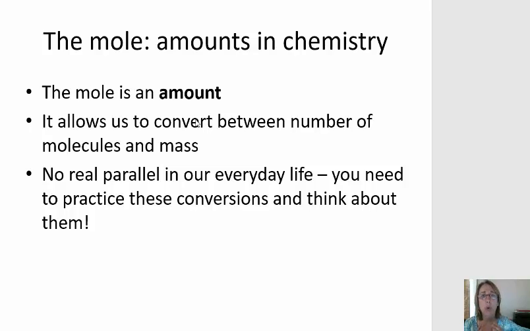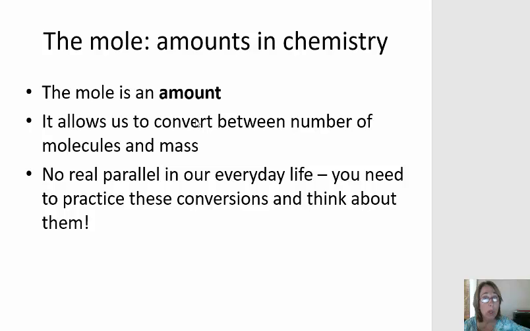When we talk about quantities of objects in our everyday life, we either count them, which is a number, or we measure them, such as mass and sometimes volume. So, for example, if I was telling someone how many students I have in my class, I would say 17. That's a counted number. I would not say I have 1,500 pounds of students. That would not be very useful.